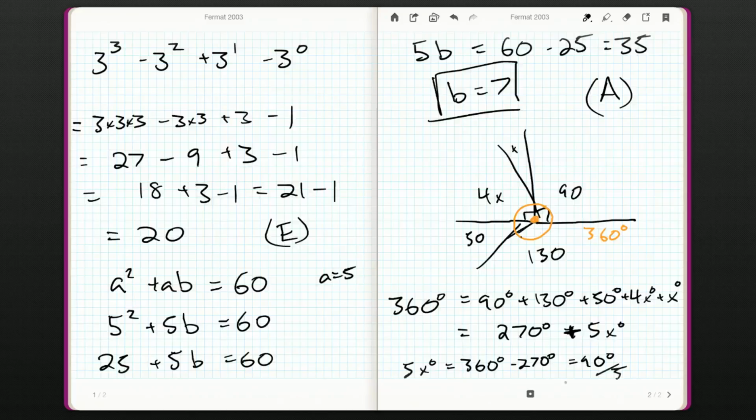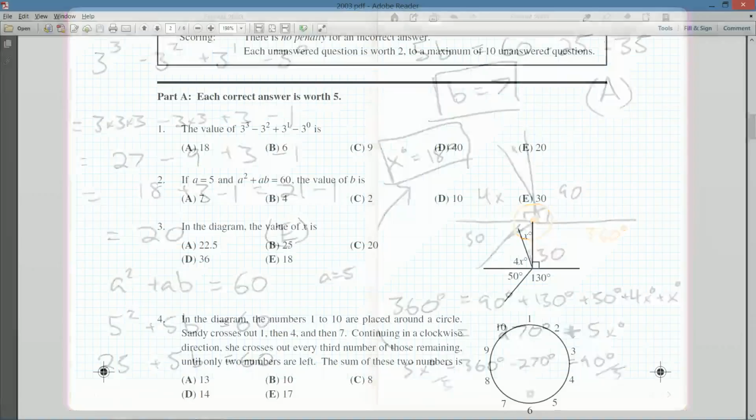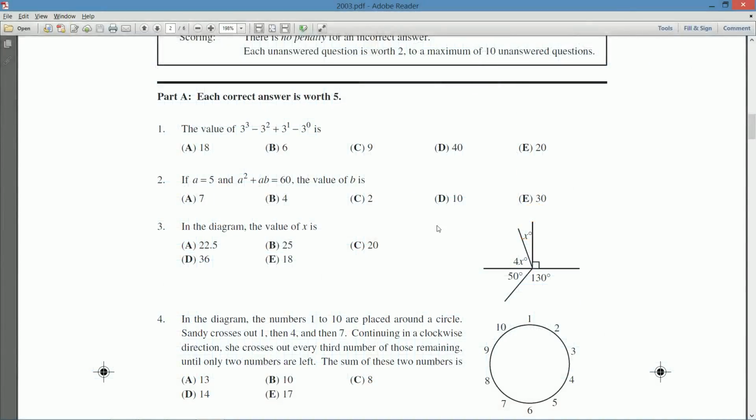Dividing both sides by 5, we get x degrees is equal to 90 over 5, that's 18 degrees. That's going to be our final answer. So 18 degrees. Hopefully it's one of the possible answers. If it isn't, we've done something wrong. We need to go back and take a look. But there it is, E, 18 degrees.